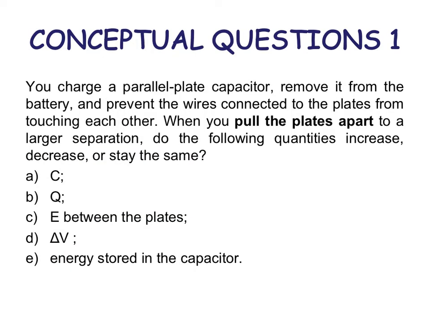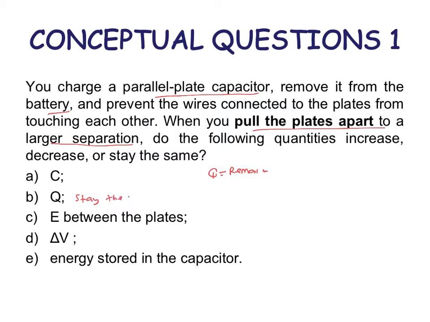Okay, so this is another conceptual question. You charge a parallel plate capacitor, but then you disconnect it from the battery, and then you pull the plates apart to a larger separation. Do the following quantities increase, decrease, or stay the same? The thing you need to understand here is that when you disconnect it from the battery, there's no place for the charge to move. There's no energy to give the charge to move. So your Q will definitely remain constant. Your Q stays the same.